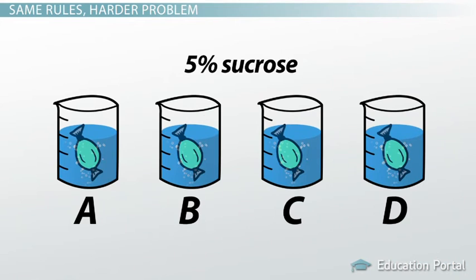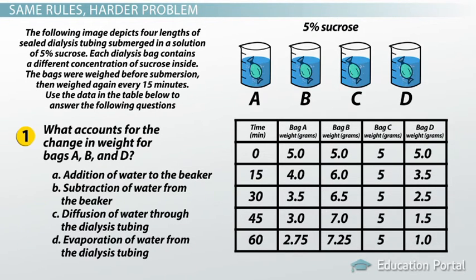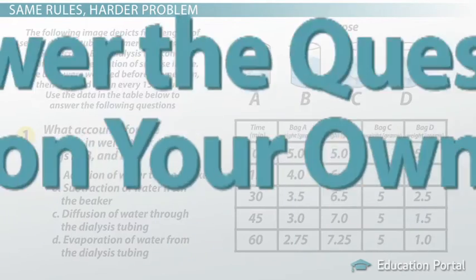The dialysis tubing separates 2 solutions, one in which the solute concentration is 5% and one in which the solute concentration is unknown. We can only guess what the concentrations are inside the bags based on whether they gain or lose water through osmosis. That's what the table's for, and that's what they'll probably ask us about. Okay, first question. What accounts for the change in weight for bags A, B, and D? Don't forget to answer the question on your own.